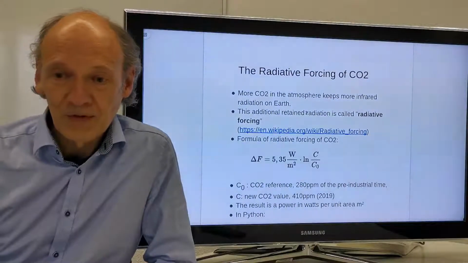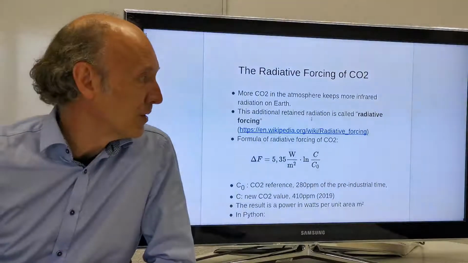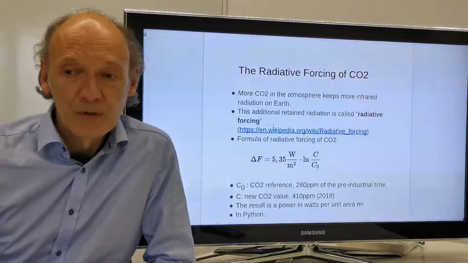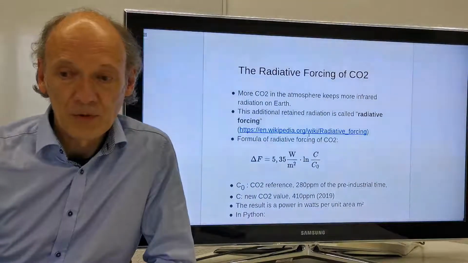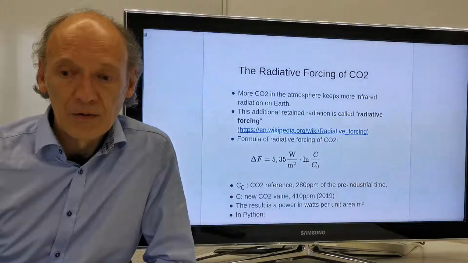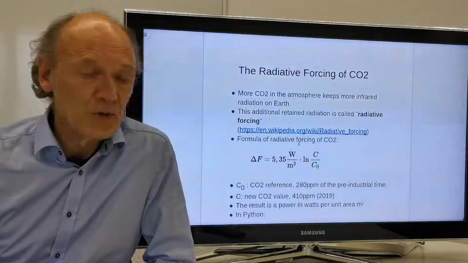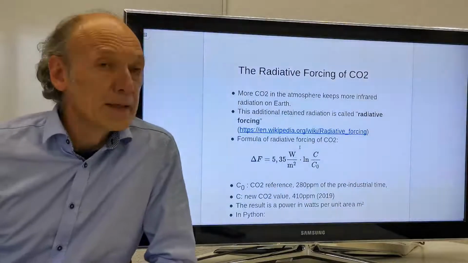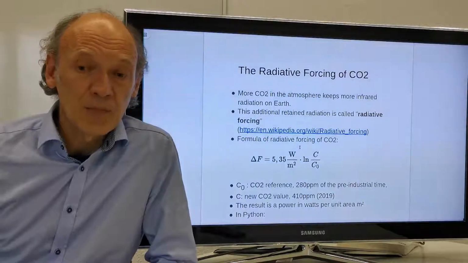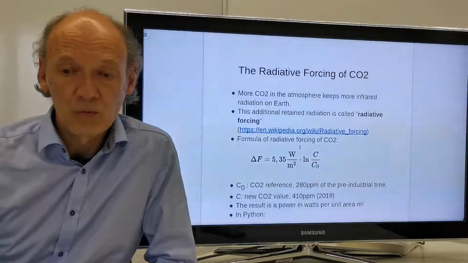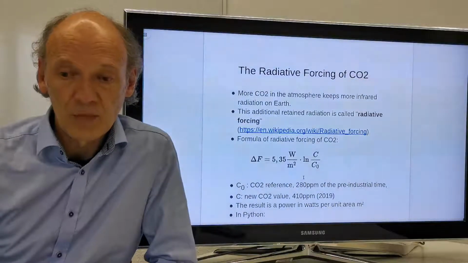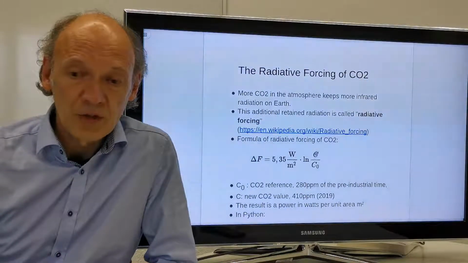Right? So this additional retained radiation is called radiative forcing. We can also see it here in this link. And in this link, we also have this formula which allows us to compute the additional power which is kept by this increase of CO2. And this is the formula, and we see there are two variables here.